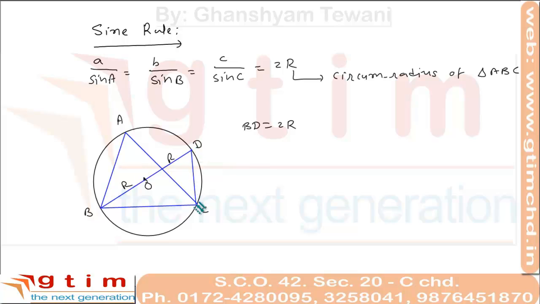Join C and D. Okay, now BD is diameter. Then what will be angle BCD? This angle is 90, because a diameter subtends a 90-degree angle at any point on the circle.